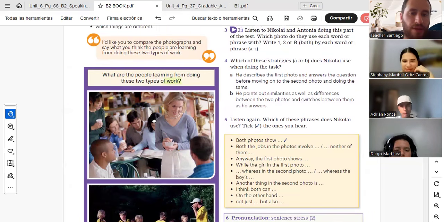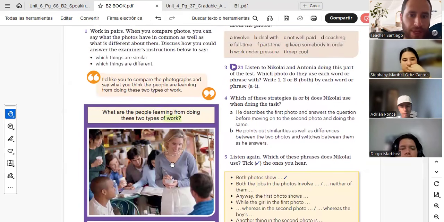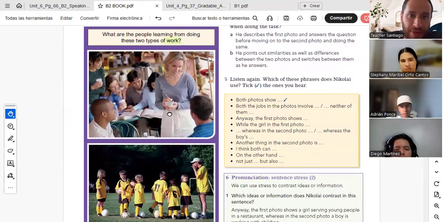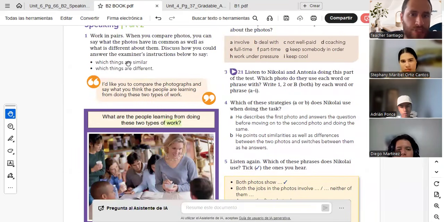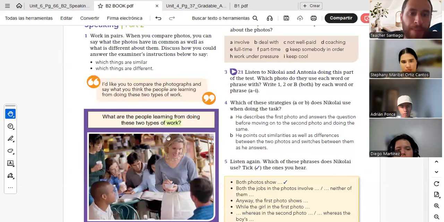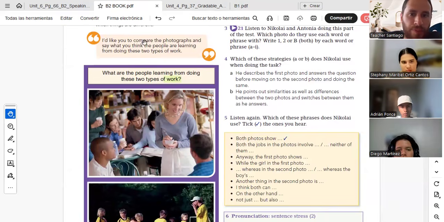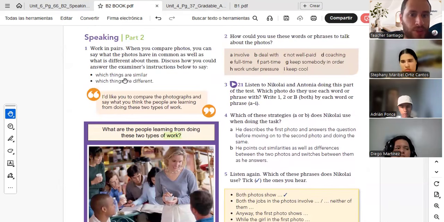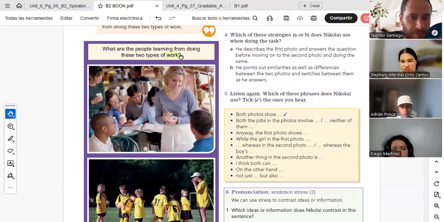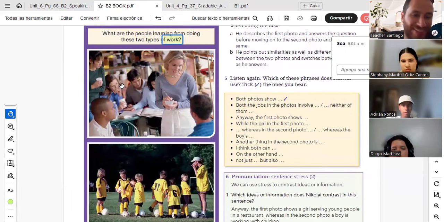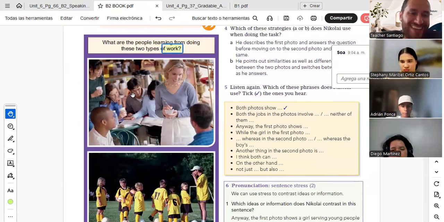Thank you. Diego, we're practicing oral expression, okay? And we have this task. You have to compare these two photos, these two images, and talk about which things are similar, which things are different, okay? But the task is this. I like you to compare the photograph and say what you think the people are learning from doing these two types of work. And while you answer this, you have to include what is similar, what's different. Okay? But first of all, Adrian, because Adrian was first, go ahead, Adrian. Answer the question, the same task. Diego, you can think about it.